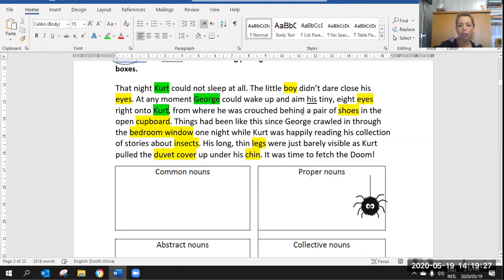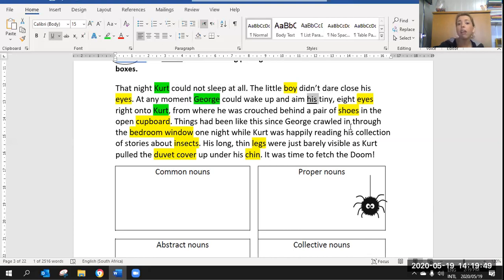You will see here that I have made a little line under his. The reason I did that, grade 5s, is because some smarty pants boy or girl in grade 5 might have noticed that his is also a noun, but it is not a common noun, a proper noun, an abstract noun, or a collective noun.